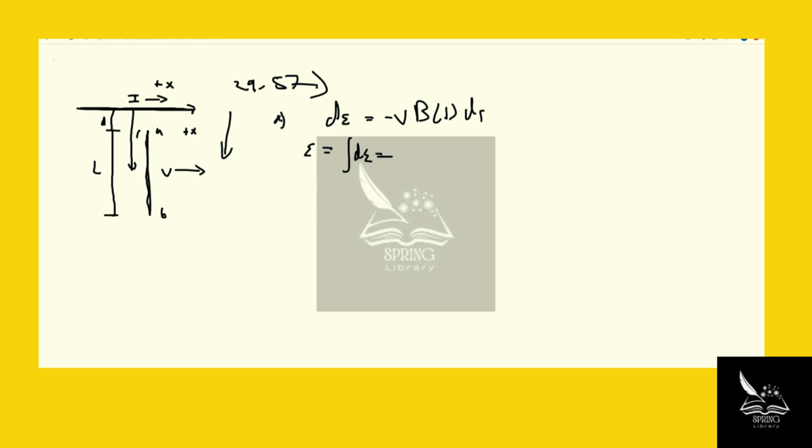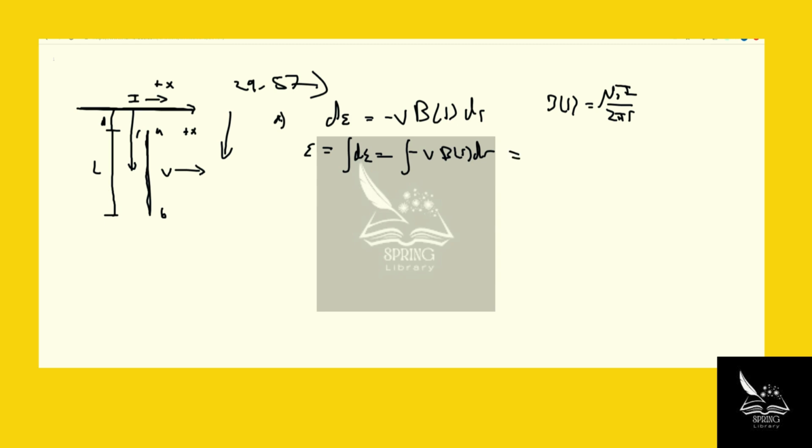To do this, we'll have to figure out what B of r is. And B of r around a wire, which we've used in some other problems, is given as mu naught times the current through the wire, all over 2 pi times the distance away.